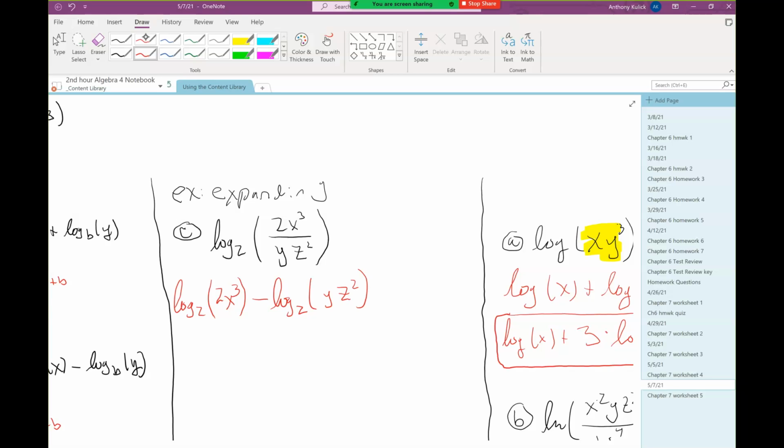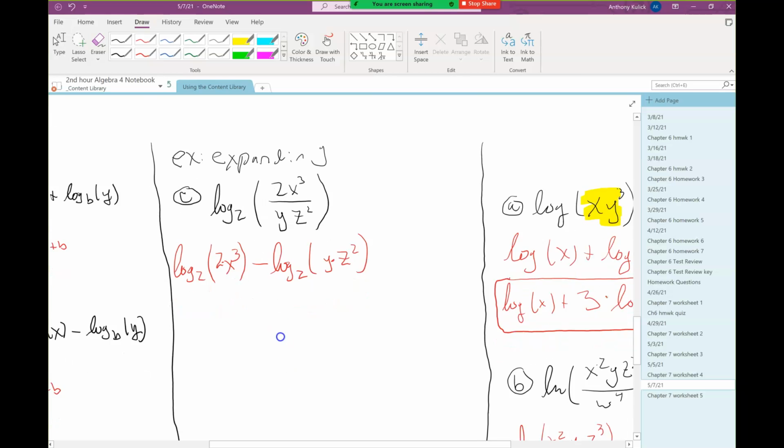How do you use a product property? Good. How many product properties do you see? Total 3? Or not 2? 2. One in each logarithm, right? I have multiplication between the 2 and the x to the third, and between the y and the z squared. Okay, so tell me what I should write.